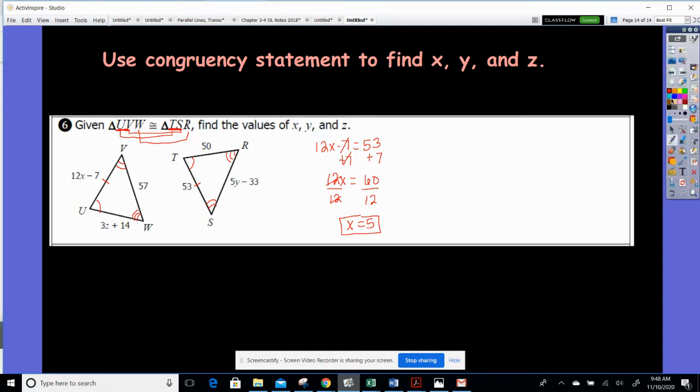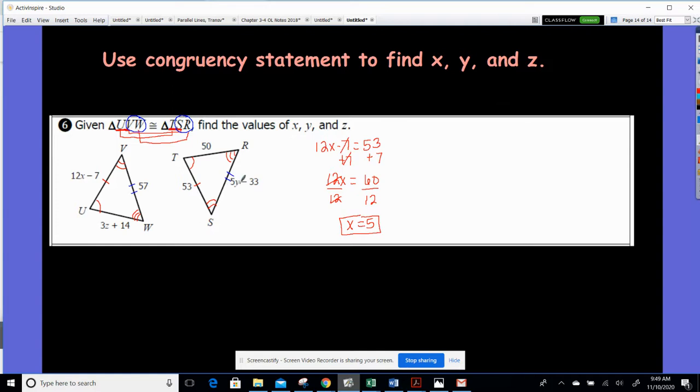Okay. Let's find another pair of corresponding sides. Let's look at VW. If you look at VW in your congruency statement, it's the second 2 letters. So it would correspond with the second 2 letters of the second triangle. So VW, I'll put 2 marks, corresponds with SR. I'll put 2 marks there. So you can see that these 2 sides are corresponding, therefore they are congruent.